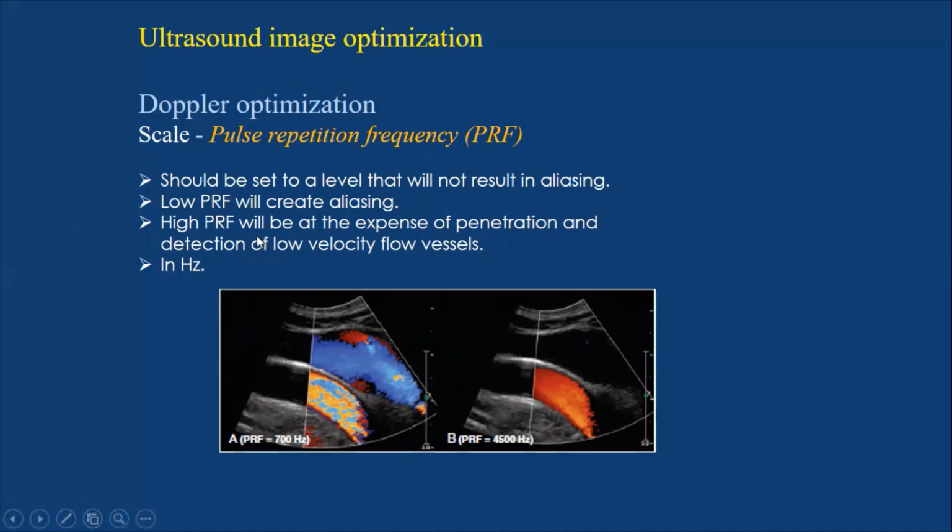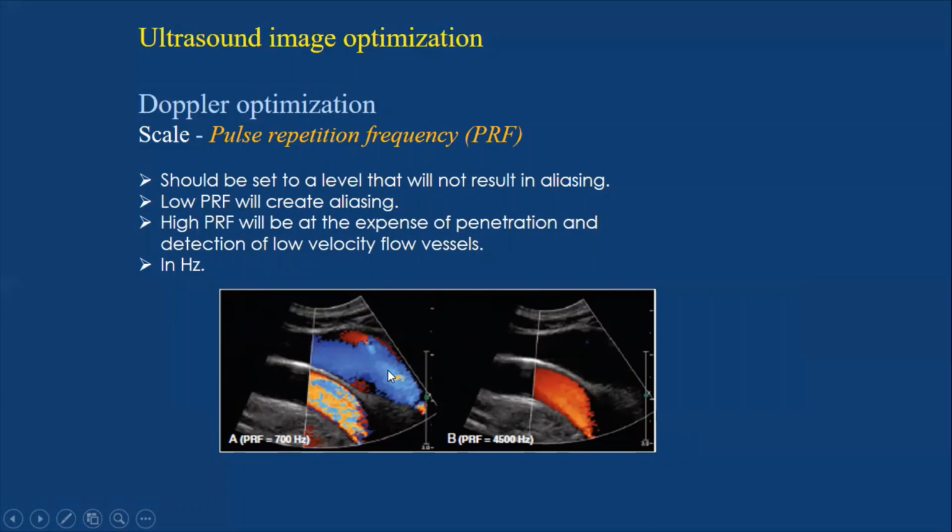So what we know here is that low pulse frequency will create aliasing, because as long as we are lowering the PRF, we are also lowering what we call the Nyquist limit. We get the PRF over 2, so this will create aliasing. In this case here, we have a PRF of 700 Hertz. What is nice here is you can see the common carotid and the internal jugular vein. So we could see the vein here.